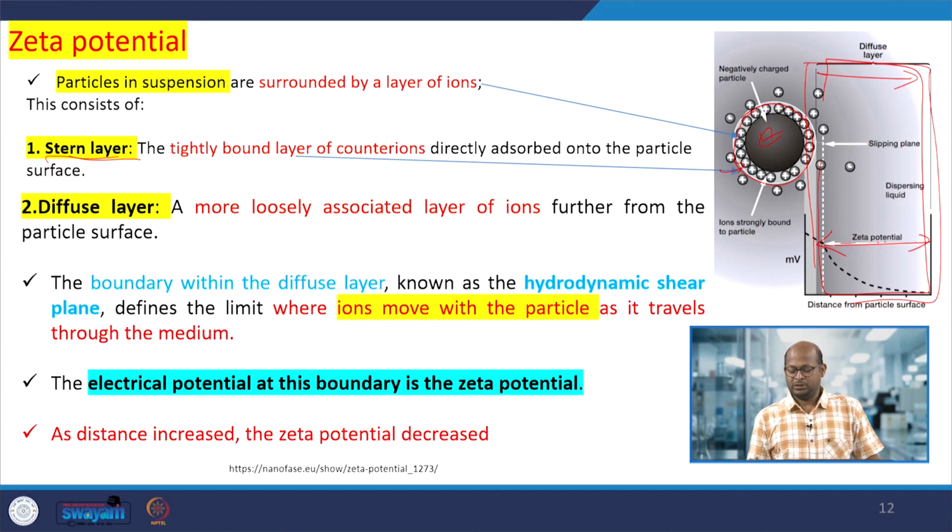So that is actually the zeta potential. If you go from the particle surface out to a distance, then the zeta potential is developed. In that diffuse layer it gradually decreases. So here you can see the distance, it would be like this. The zeta potential at the surface is very strong, and with increasing distance from the surface into the medium, it gradually decreases.